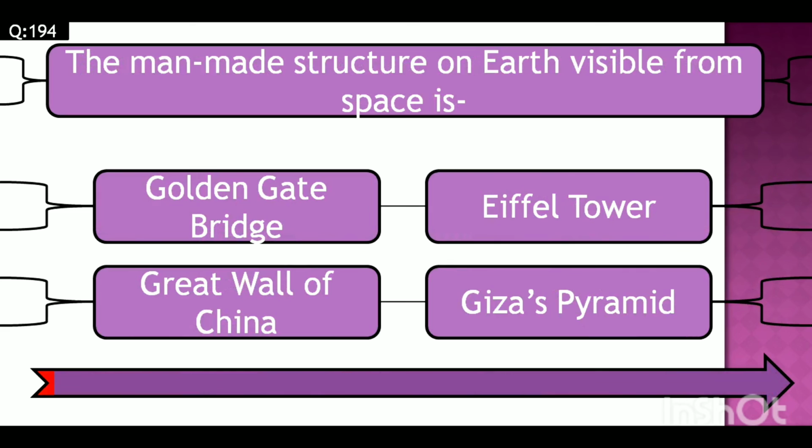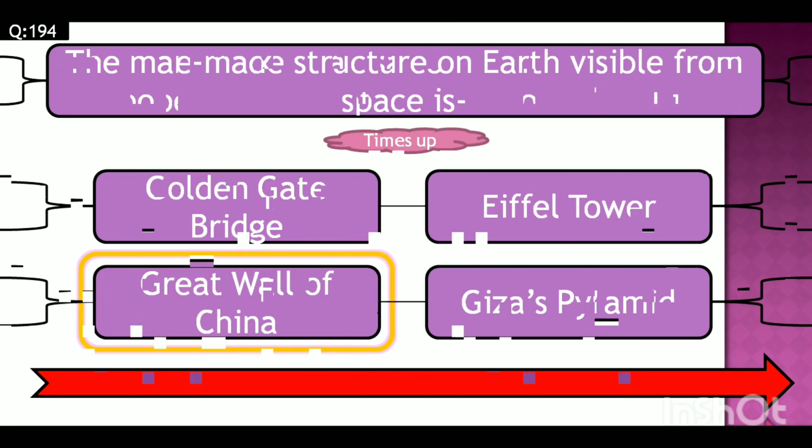The man-made structure on earth visible from space is option first Golden Gate Bridge, second Eiffel Tower, third Great Wall of China, fourth Giza's Pyramid. And the correct option is option number 3, Great Wall of China.